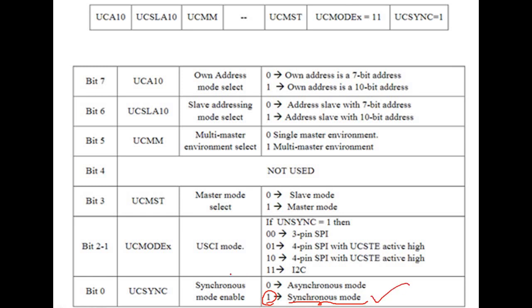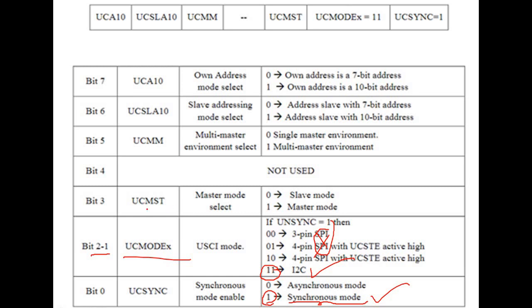The next 2 bits, bits 1 and 2, represent the mode. See here, 0 0, 0 1 and 1 0 indicate your SPI protocol modes. As you are using the I2C protocol here, these 2 bits are set to 1 1, which indicates your I2C communication.